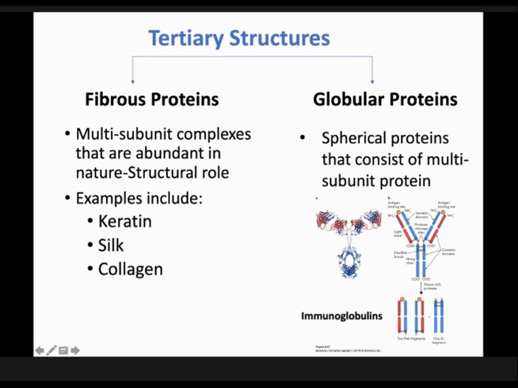Proteins can be fibrous or globular. The fibrous ones are very abundant. We're talking about keratin, silk, collagen. And the globular ones are globular themselves, and one of the best examples is immunoglobulins, the antibodies.